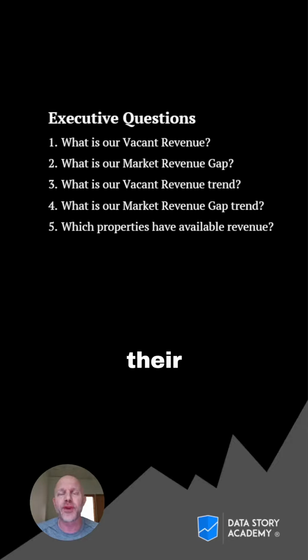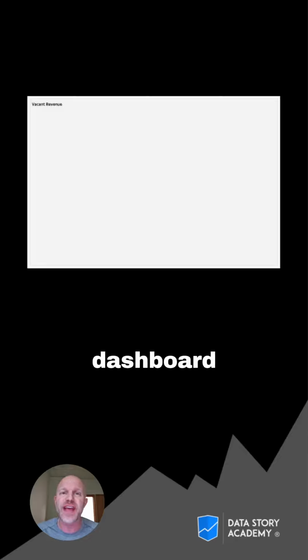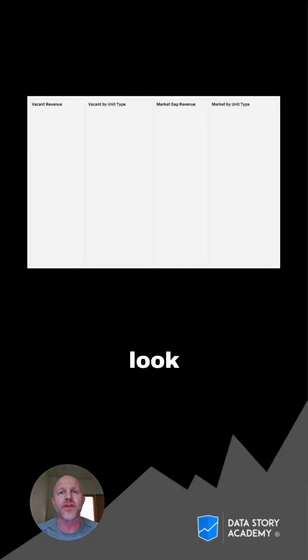Once we figure out their top priority business questions, we move to laying out the dashboard in a purposeful way. And so the way that I designed this dashboard is those top 2 questions, I'm going to build some metrics and visuals to answer them at the very top of my dashboard, which is where they look first. Then I'm going to answer question number 3 and 4 across the middle, those trending questions. And then finally, in the bottom left, I'm going to answer the question around available revenue in each property.